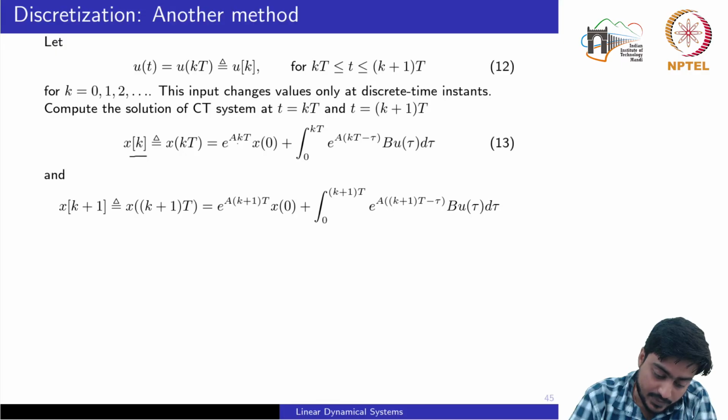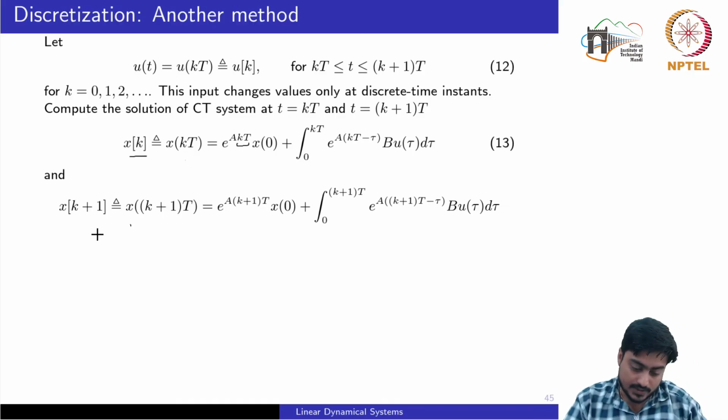So here I replace all t by kT's, right? e^(At) x0 plus the integral from 0 to t replaced by kT, and similarly this part. So this is the solution of the continuous time state equation at t equal to kT and at t equal to (k+1)T.